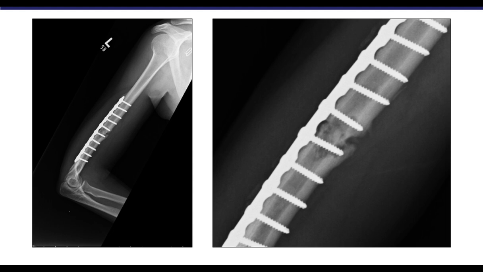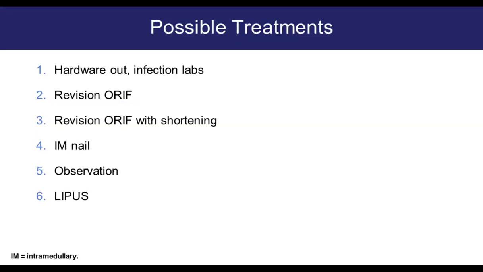You could convert it to a nail. Perhaps you think nails would do better. You could just watch her, which is reasonable because she was stable and she wasn't hurting. Or you could try low-intensity pulse ultrasound, and we did discuss that with the patient. So we discussed revision, which was her local plan, versus LIPUS, and the patient really didn't want non-operative care. She was frustrated that she wasn't healed, but wasn't quite ready for surgery again.